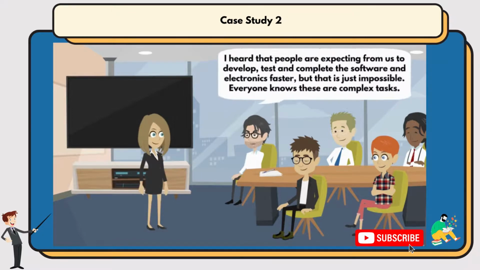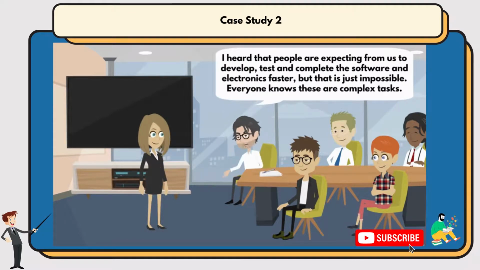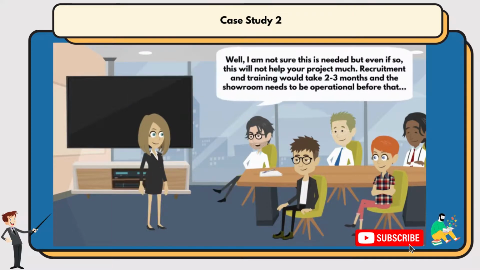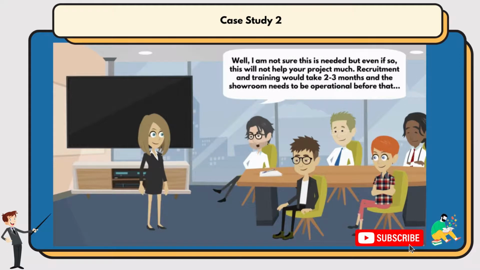Arthur jumps in. I heard that people are expecting us to develop, test and complete the software and electronics faster, but that is just impossible. Everyone knows these are complex tasks. Ray replies, Okay, I understand and thank you for the efforts. However, we need to solve this. I was thinking of requesting additional resources for your team. Arthur sits back in his chair. Well, I am not sure this is needed, but even so, this will not help your project much. Recruitment and training would take 2 to 3 months and the showroom needs to be operational before that.